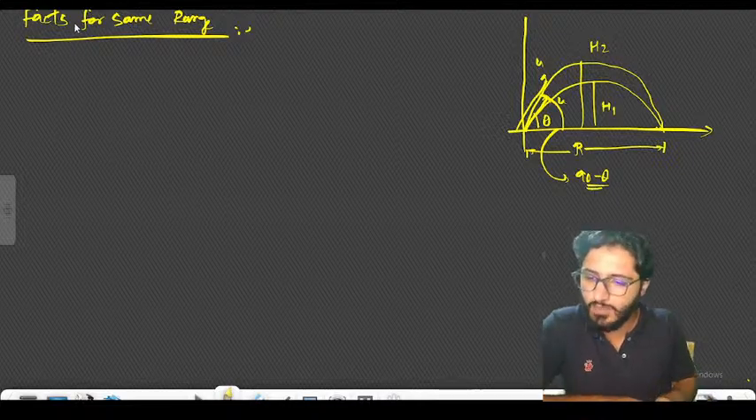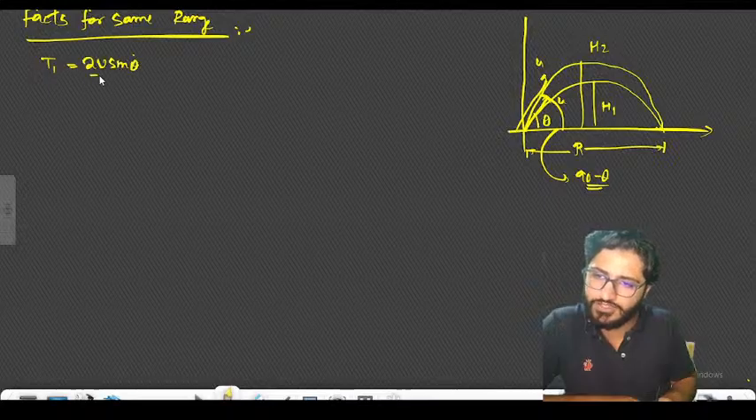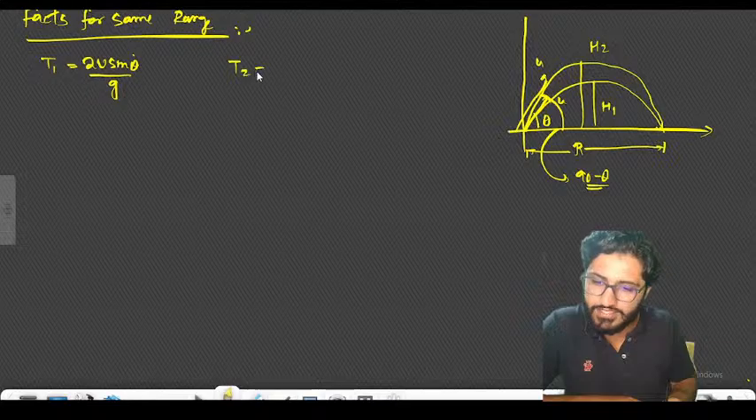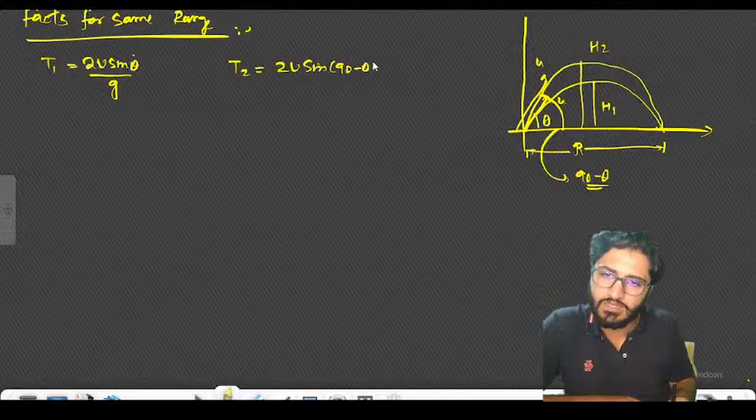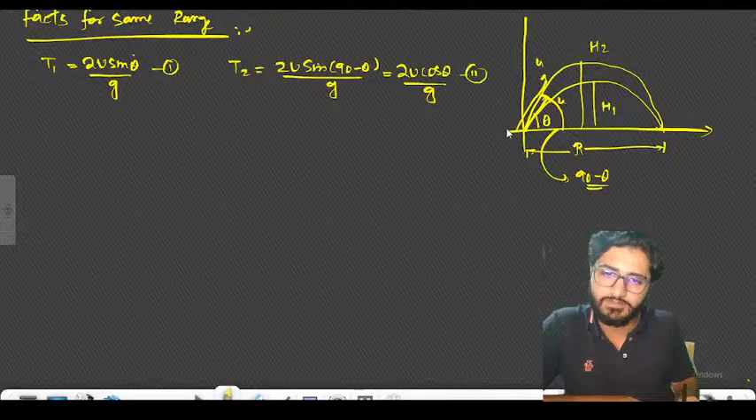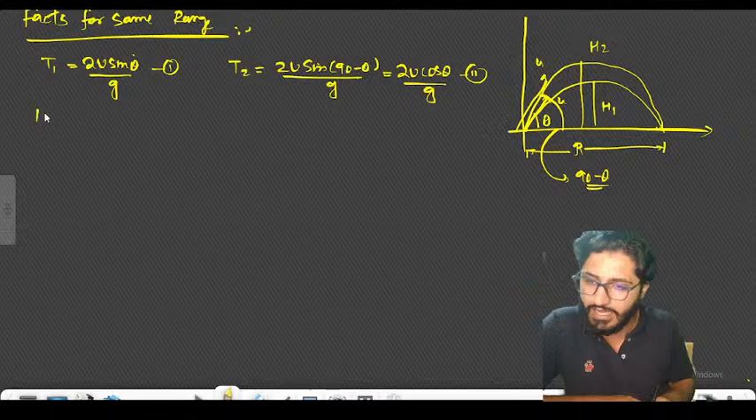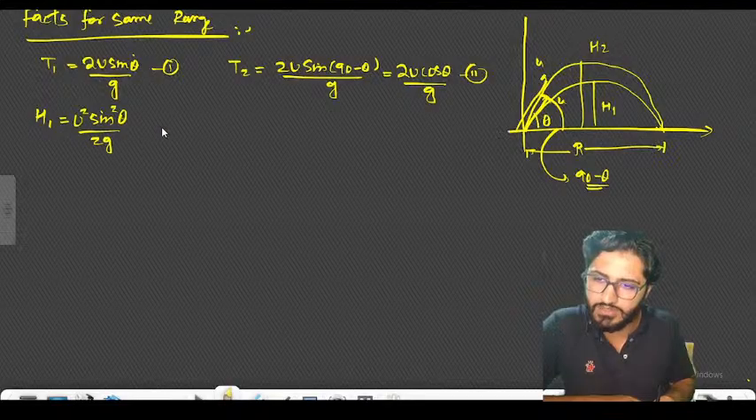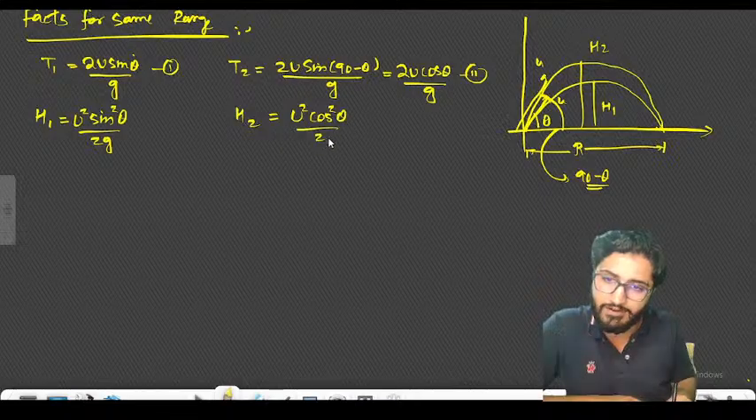Now see, what is T1? Timing for the first one is 2u sin theta by g. What is T2? It is 2u cos theta by g, right? This is the first one, this one is the second one. Look, in both the cases, what will be the height? H1 is u square sin square theta divided by 2g. H2 will become u square cos square theta divided by 2g.